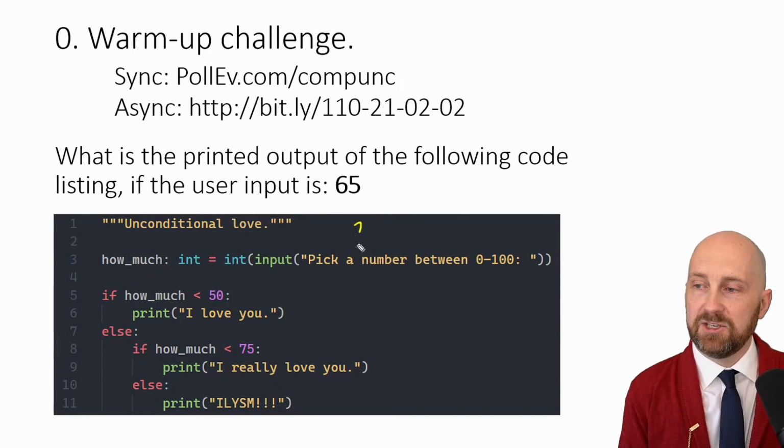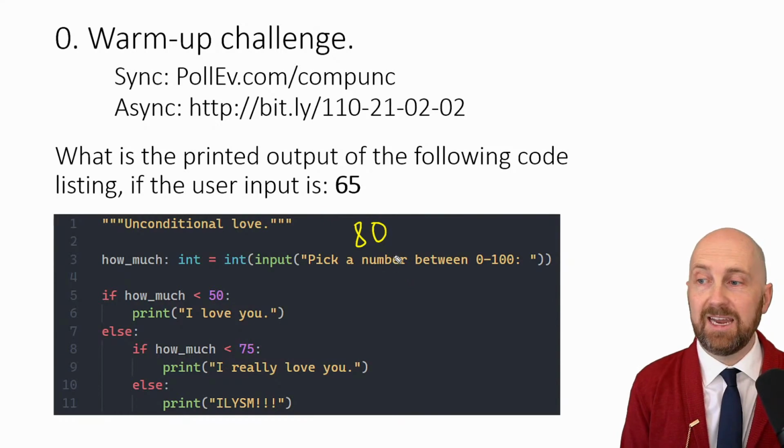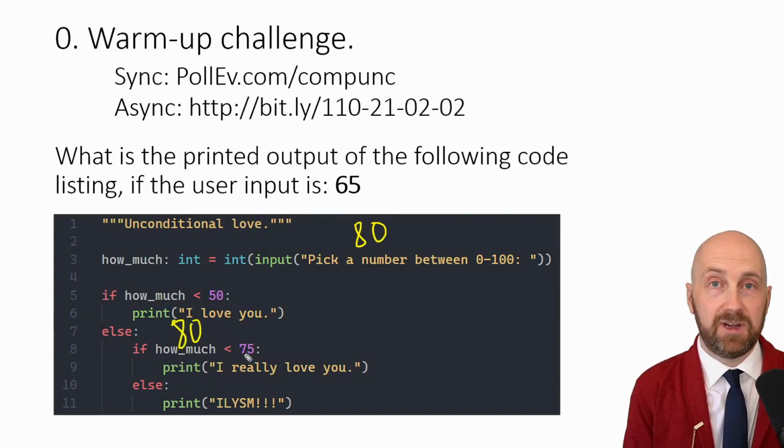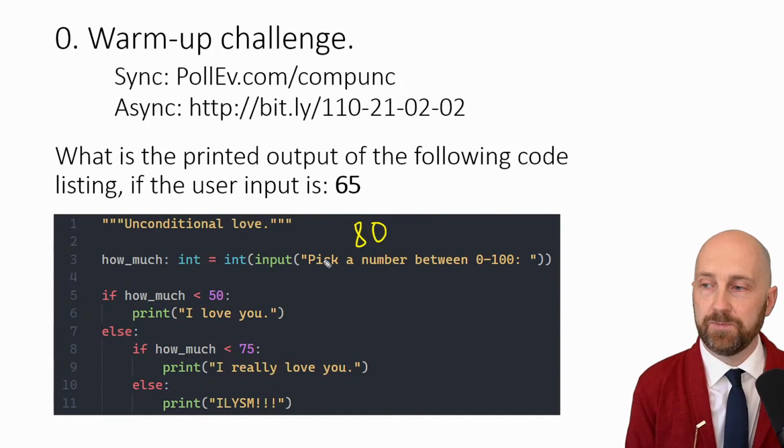Similarly, and lastly, just to bring this one home, if we had entered 80, well, 80 less than 50, that's false, so we would go to the else block. 80 less than 75, that's also false, so we would go to this else block, and we would have printed, I love you so much.